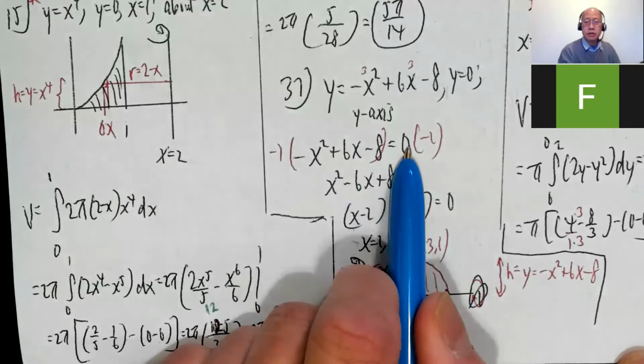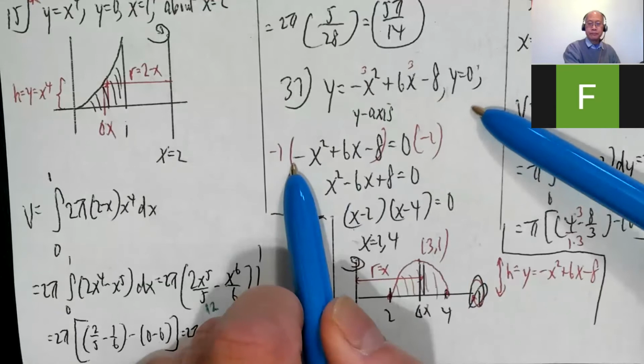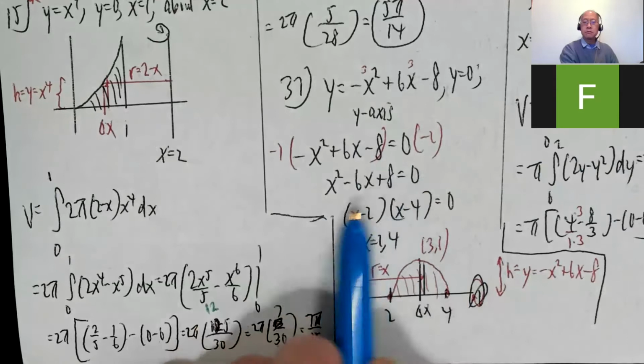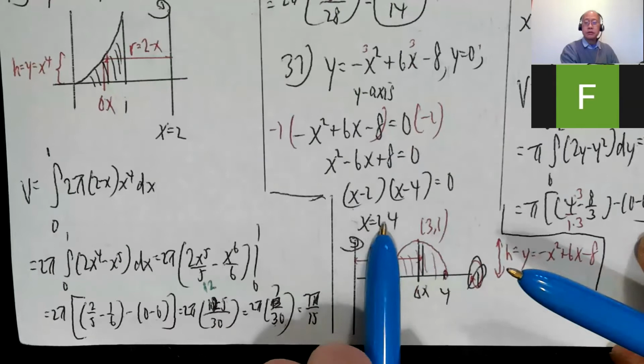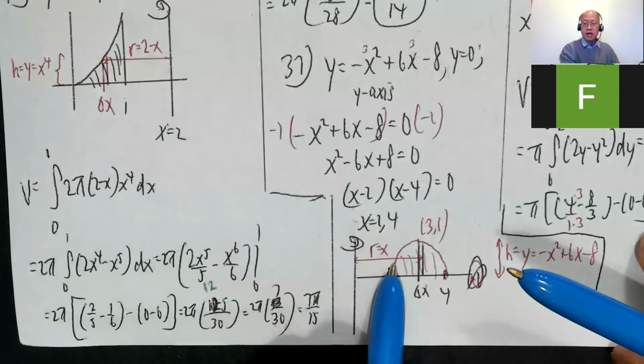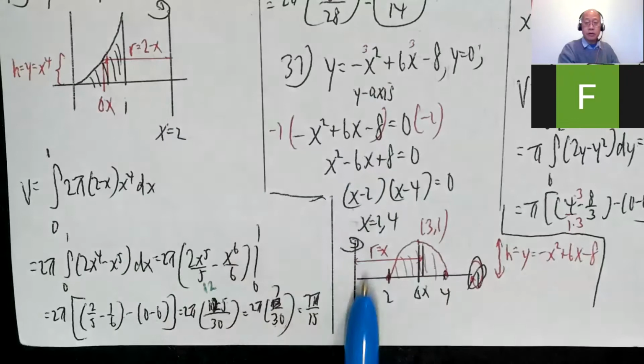It's a quadratic. It's probably easier if you multiply both sides by negative 1. x squared minus 6x plus 8 equals 0. Factor: x minus 2, x minus 4 equals 0. So x equals 2, x equals 4. So 2, 4. And, well, you can make a couple arguments. One, you could say, I know it goes up because it's a parabola which opens down. So it has to go something like this.